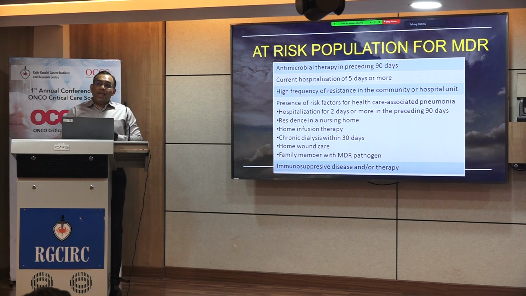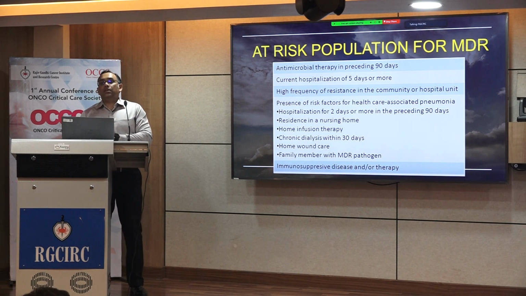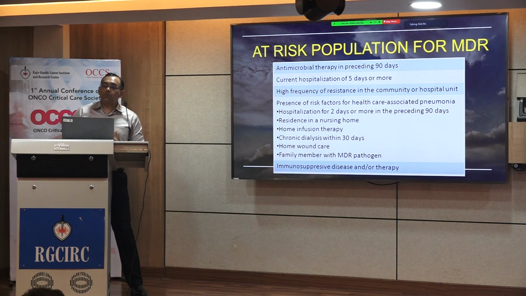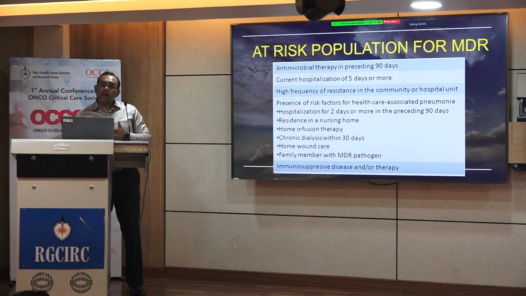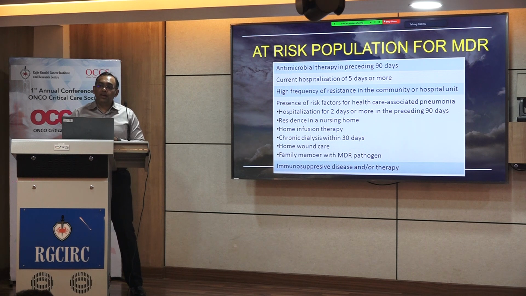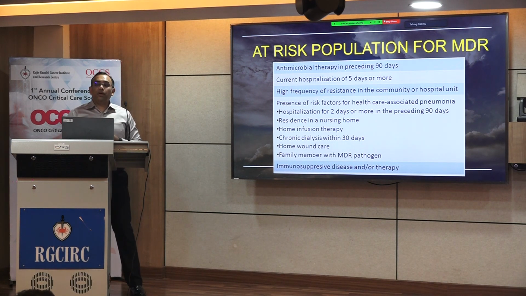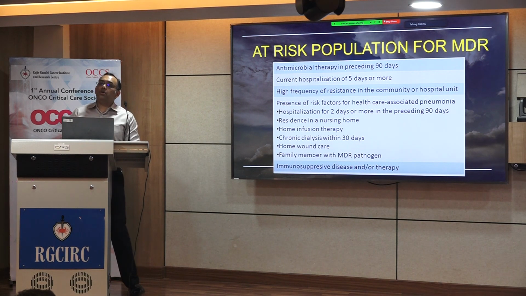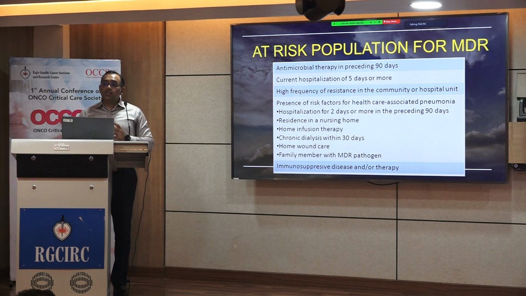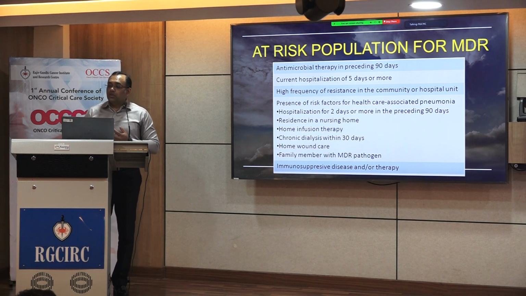When we talk about MDR, we also have to consider who will have MDR. So what is that at-risk population? Anybody who has had previous hospitalization within 90 days and has received antibiotics, presently in the hospital for at least 5 days or more, or coming from a community where the resistance is on the higher side, or has been in and out of the hospital, or there are other risk factors.